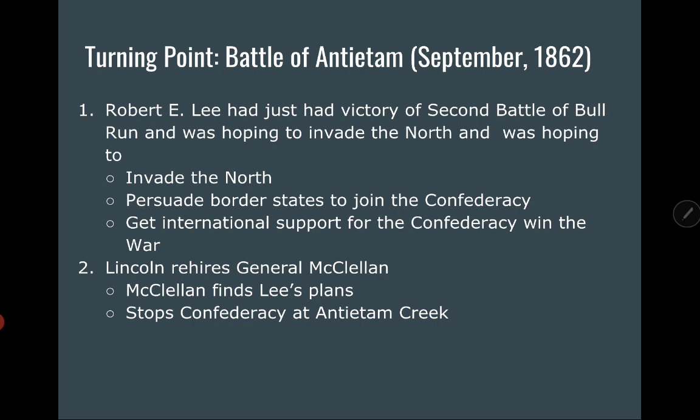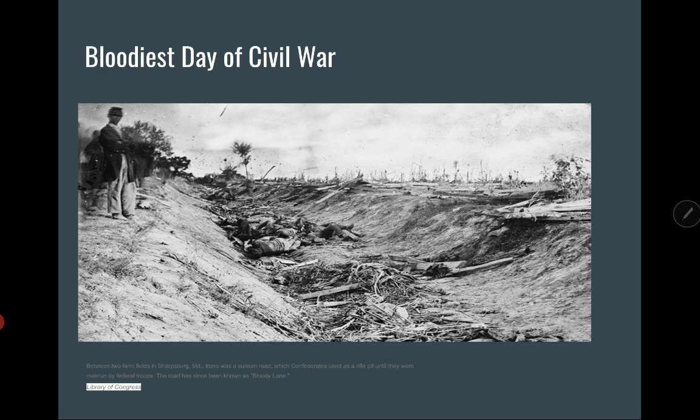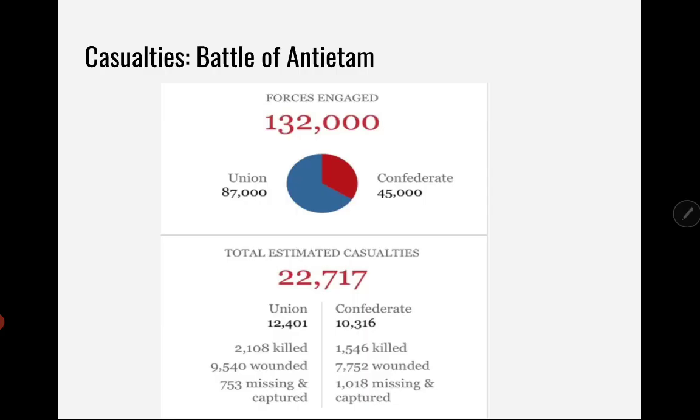This is a brutal, bloody war. And the North was worried that Robert E. Lee would have a victory, as he was hoping to invade the North. Lincoln is going to get this guy, General McClellan, who actually finds Lee's plans. And they are going to stop the Confederacy at Antietam Creek. And this is the bloodiest day of the Civil War.